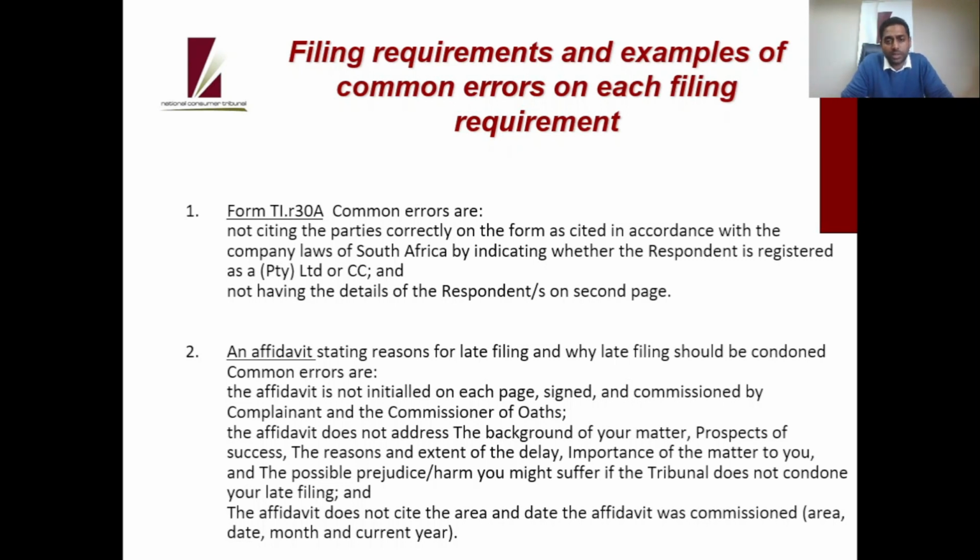These requirements specifically are a Form 30A, which is required, an affidavit, a condonation affidavit specifically, which is required, and a Form 34. The Form TI-34, sorry. The TI-34 is basically an application form for condonation. The Form 30A is basically an index to your application, or your filing notice. An affidavit is a document that has been commissioned and has become an affidavit.